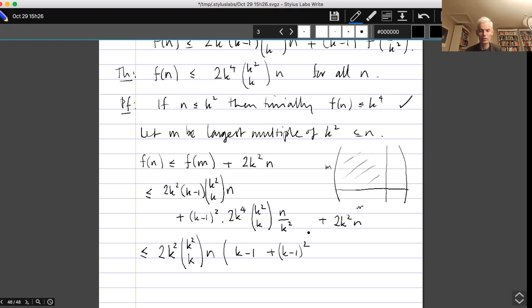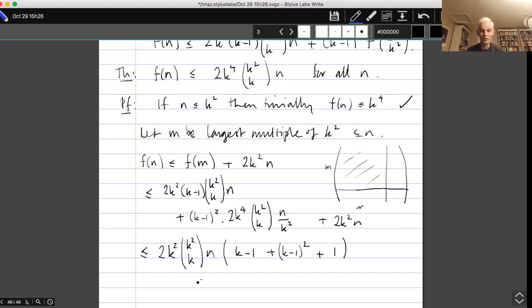Something looks not quite right here. I'll just keep going. Perhaps this is all right. Actually, I think this is fine. Sorry. Plus this. I took out the 2k squared, so I'm going to put a plus 1 here. And yes, that is fine. So (k minus 1) squared plus (k minus 1) plus 1 is at most (k minus 1) squared plus 2k minus 1 plus 1, which is at most k squared.